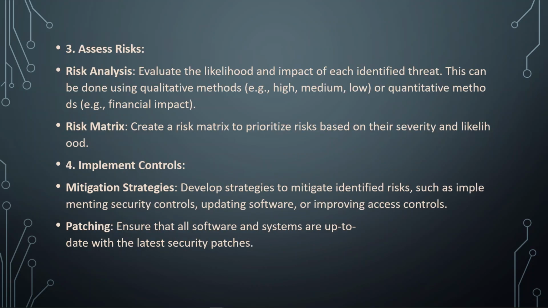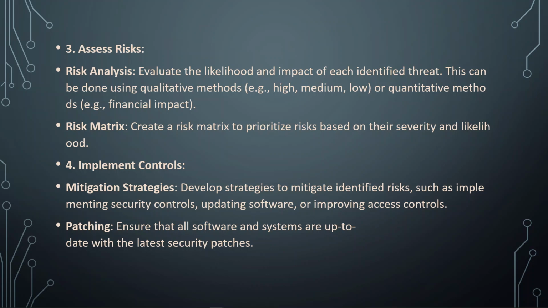Once you have done these things, your next stage would be to assess the risk. In this stage, we will perform the risk analysis. Basically, we will evaluate the likelihood and impact of each identified threat. This can be done using qualitative methods such as high, medium, or low, or it can also be done through quantitative methods using the CIA metrics. Once you have done the risk analysis, your next step would be to create a risk matrix to prioritize the risks based on their severity and likelihood.